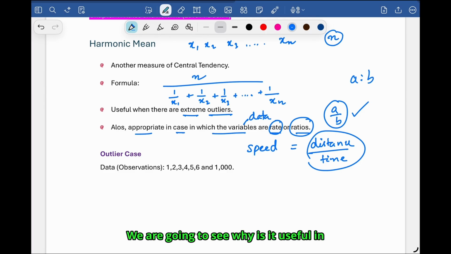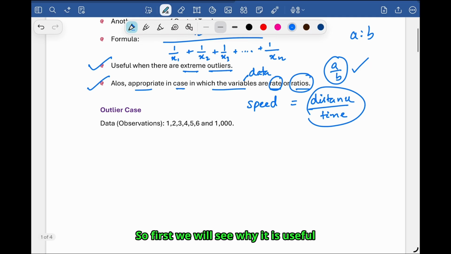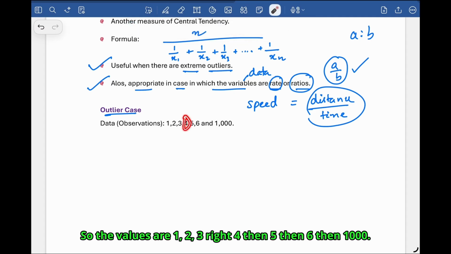We are going to see why it is useful in this case and also why it is useful when there are extreme outliers. First we'll see why it is useful when your data set contains outliers. As you can see in this first example, certain data are given. Can you tell me which value is the outlier here? The values are 1, 2, 3, 4, then 5, then 6, then 1000.